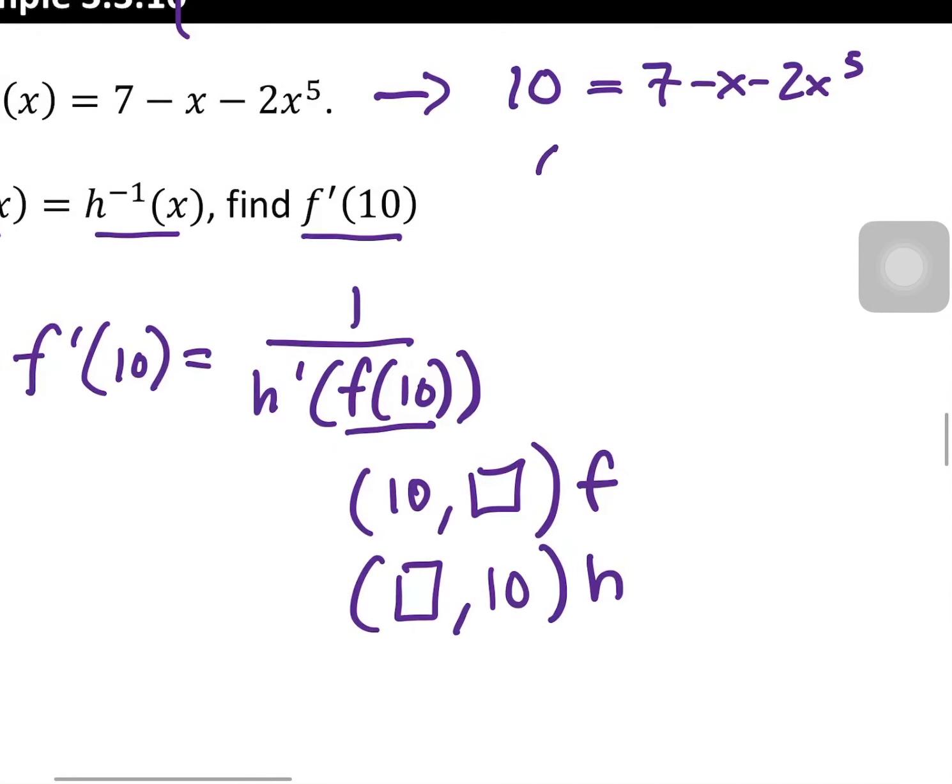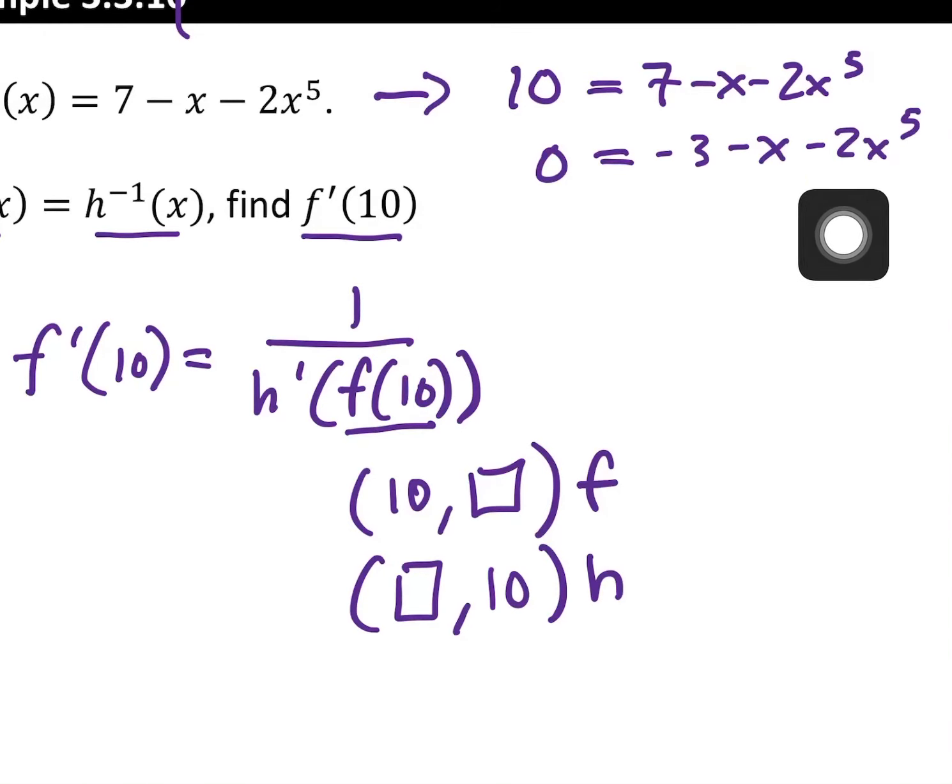Now when you do this, it's going to be kind of hard to solve a cubic here. So this should be negative 3 minus x minus 2x to the, did I say cubic? I meant quintic, to the 5th power. You can use your calculator to solve this. So if you need to, you can use your calculator. I'm just going to go ahead and do that quickly to get the value.